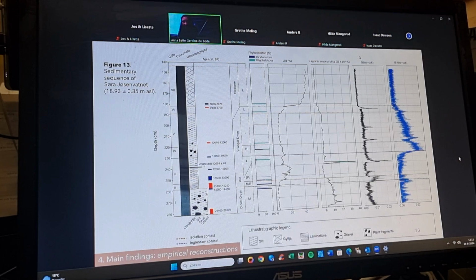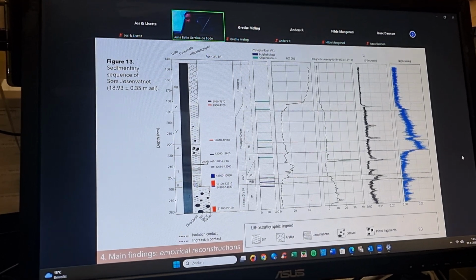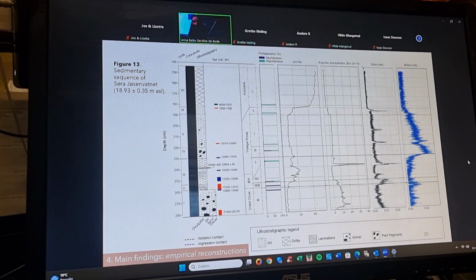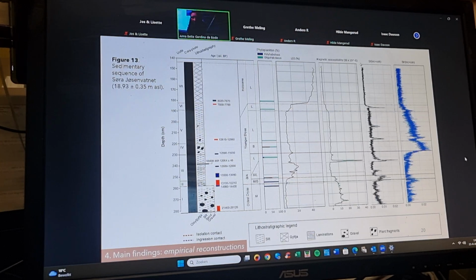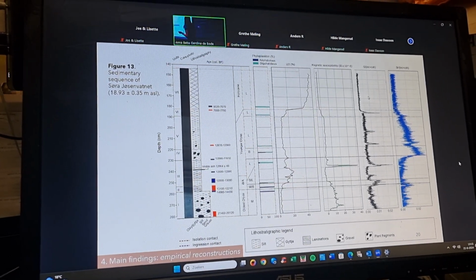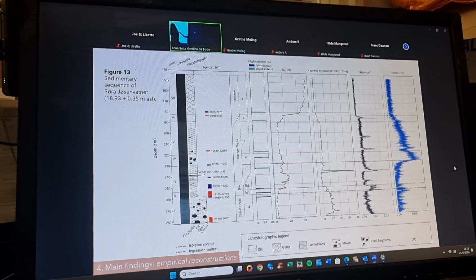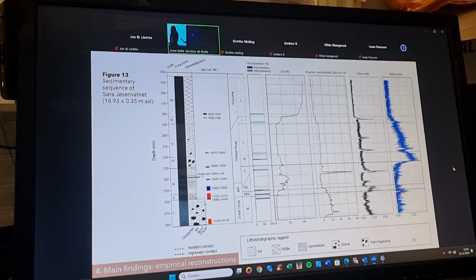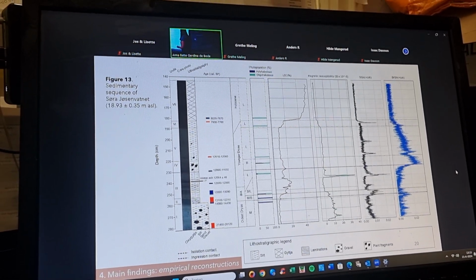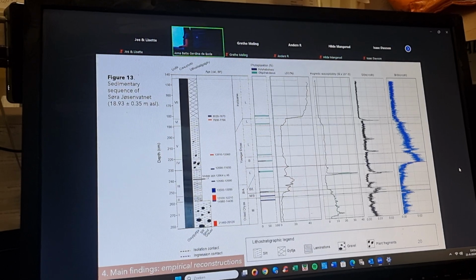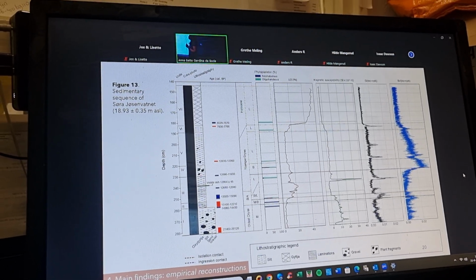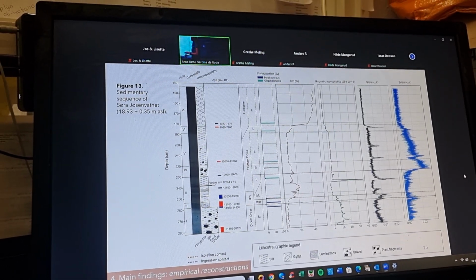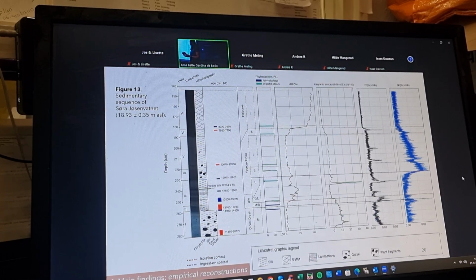Can I hide this? No. Yeah, great. And then we have the phytoplankton over here, the loss on ignition, which reflects organic content, and we have magnetic susceptibility. So in general, changes in these can reflect a change in depositional environments.